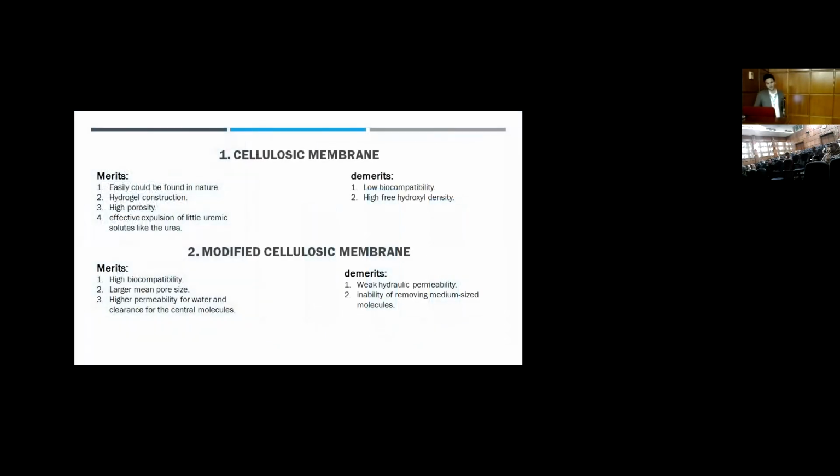So first of all, in the very beginning, scientists used the cellulosic membrane in hemodialyzers, and from its name, it consists of cellulosic membranes fitted together, manufactured from a saccharide called cellulose.